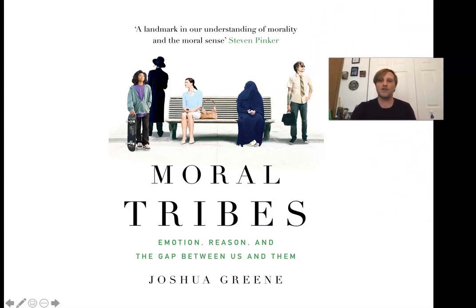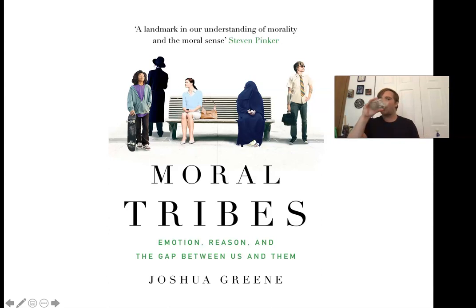Another good book on moral psychology that looks at some of this is Moral Tribes by Joshua Greene: Emotion, Reason, and the Gap Between Us and Them. Joshua Greene is someone who went from philosophy to psychology and developed something called trolleyology. Basically, he gets people in MRIs, looks at their brains, does neuroimaging, and has them do the trolley experiments. He has different renditions of it, and then sees what's going on in their brains. It's really fascinating stuff. I highly recommend it.